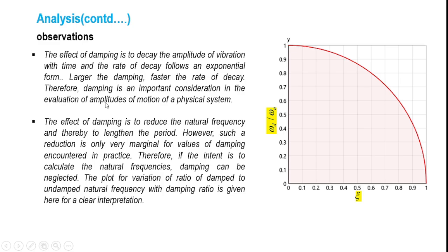Therefore, we conclude that if the intent of our analysis is to obtain the amplitude of motion of a physical system, damping is an important consideration and we need to include damping in our analysis. I am repeating once again, if the intent of the analysis is to obtain the amplitudes of motion, then a correct assessment of damping is required, as we know that the damping has a significant influence on the motion.